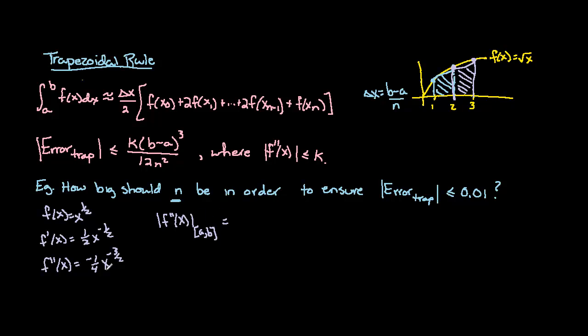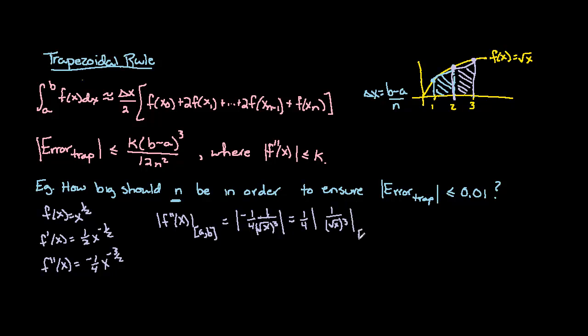Our second derivative is negative 1/4 x to the negative 3/2 power. So we can put this down in the denominator. That's the square root of x all raised to the third power. And taking the absolute value and pulling the 1/4 out in front, that just becomes 1/4 times 1 over the square root of x cubed.